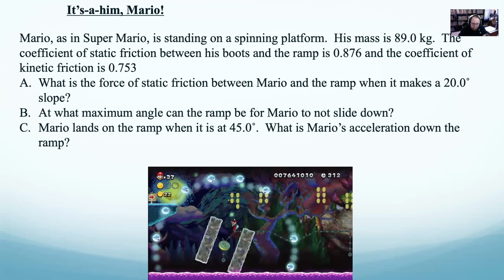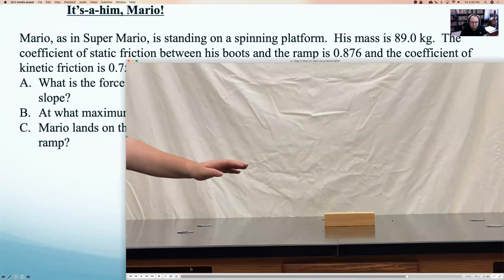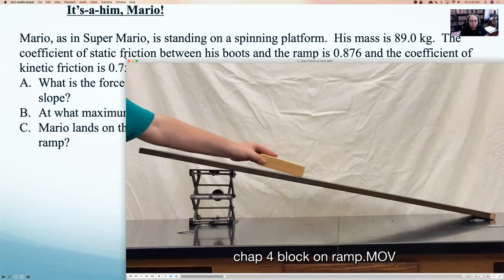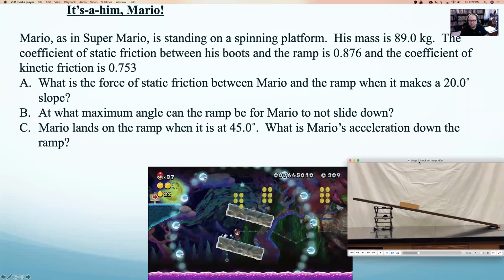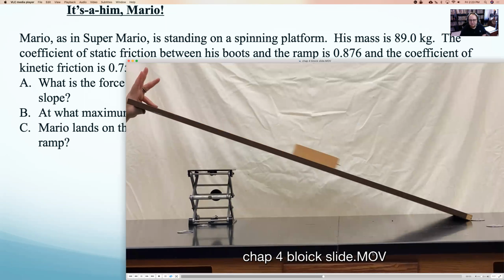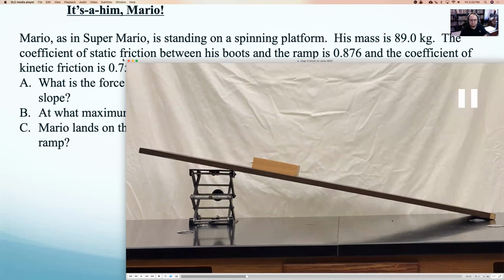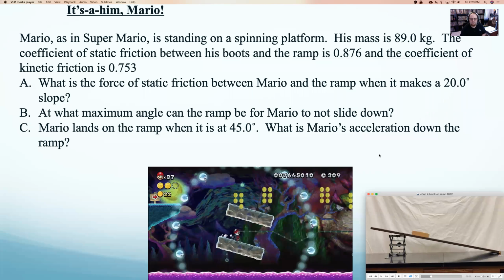The GIF doesn't really stop. Let me do this. So that would be the equivalent of this when it's just sitting there. While it's just sitting there, what is the force of friction? I then ask, at what angle does it begin to slide down, for B? And for C, I say, screw it, it's at some high angle. What's the acceleration? We clear where we're at?